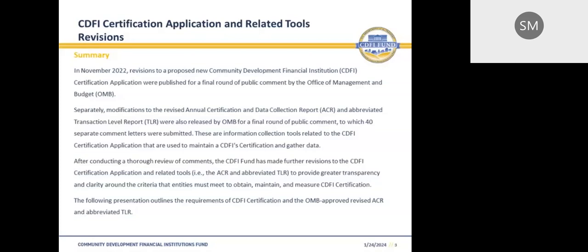In December, we held a webinar delving into the CDFI certification application. So today, our focus is on the ACR and the TLR.